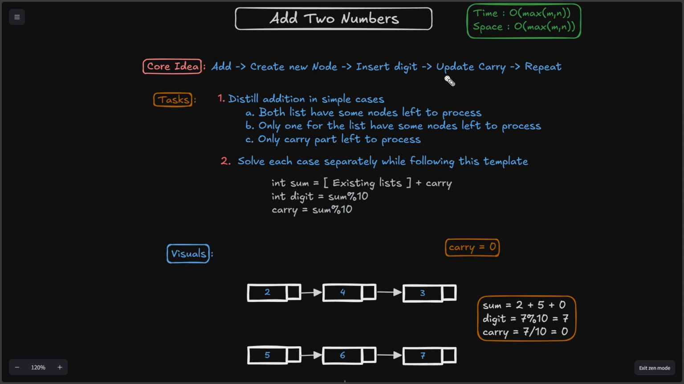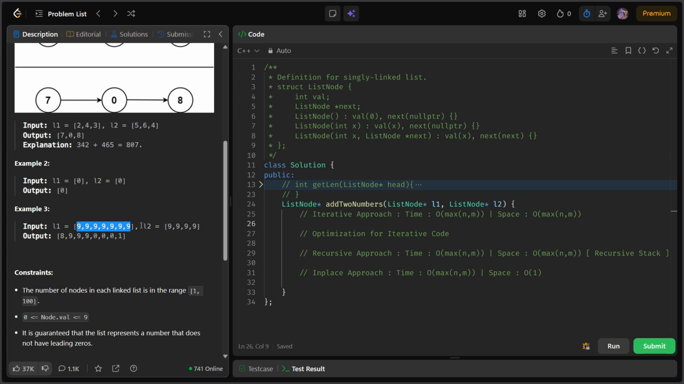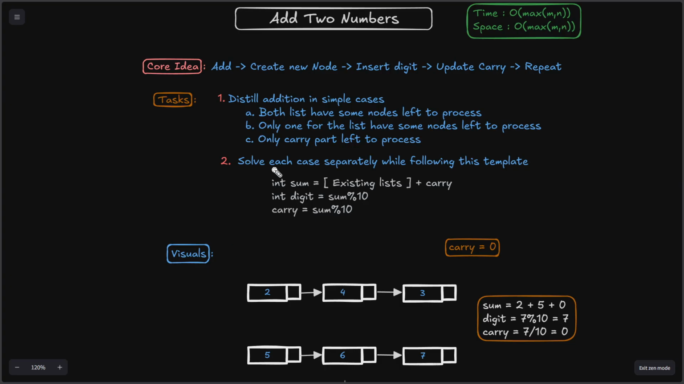Let's see the three distilled cases. First, both of these nodes have some list left to process. This is the first case. Second case, one of these lists has ended and the second is yet to be processed. Here you can see that list 1 is way larger than list 2, so list 2 will end before list 1. While adding 9 plus 9, 9 plus 9, 9 plus 9, and 9 plus 9, after this there's no number for linked list 2, but there are still numbers in linked list 1. In that case, we have to handle it differently.